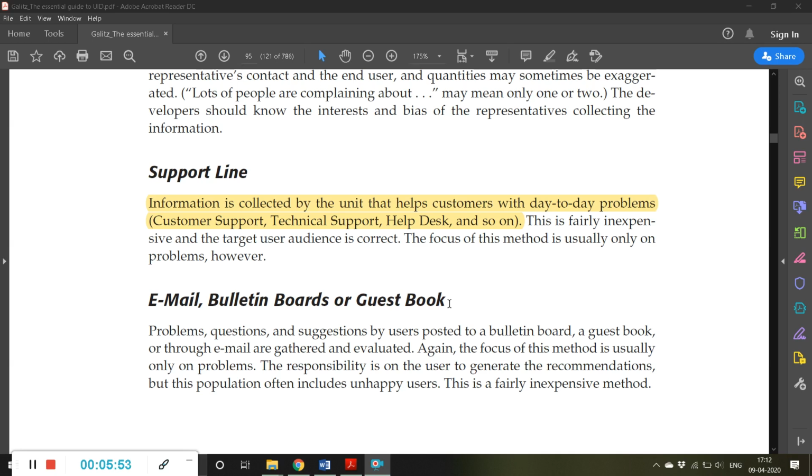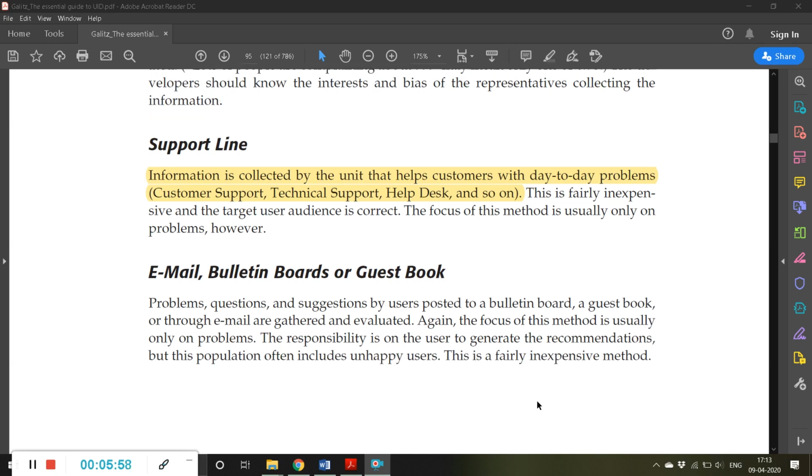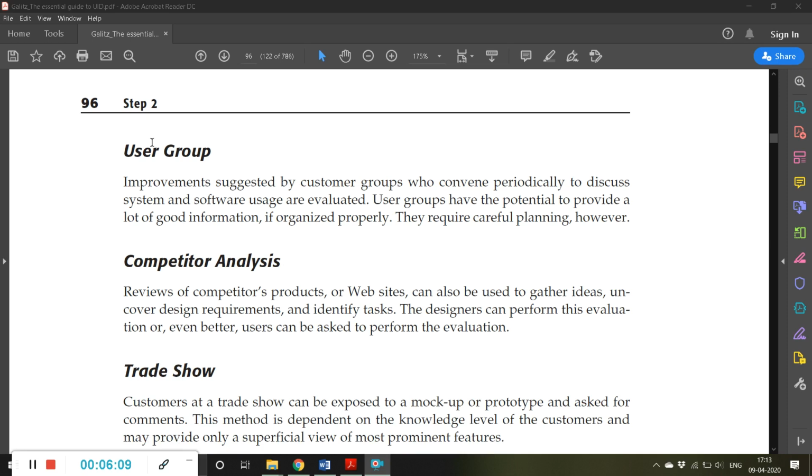Okay, so then you may try to understand what exactly their problem is. So the next one is you can collect the users' requirements through email or bulletin boards or guest book, something like that. Then you can create a user group and ask the users to have a discussion among themselves, then try to analyze their discussion. Then based on their discussion you can generate the requirements.